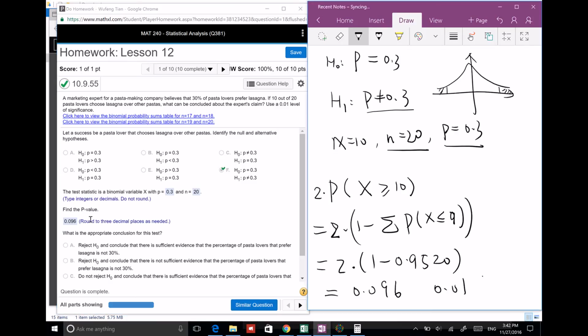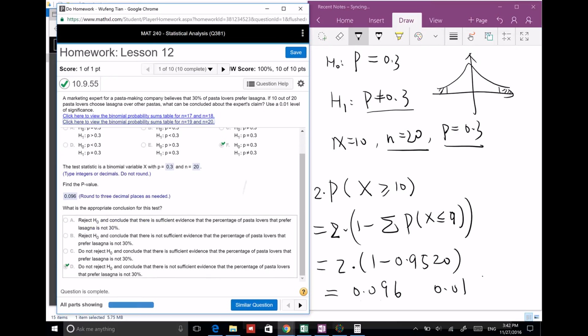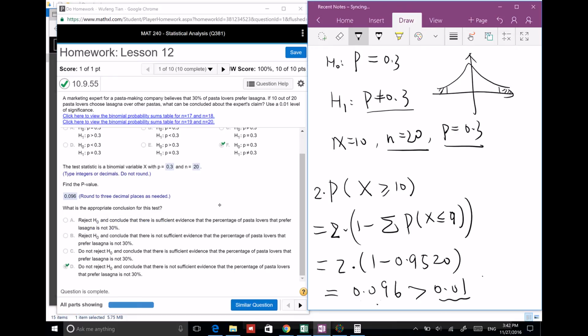Then we compare this with 0.01. This is bigger than the significance level. P is high, so the null hypothesis flies. We don't reject the null hypothesis. There's not sufficient evidence that the percentage of pasta lovers who prefer lasagna is not 30%. Okay, so this is the first problem.